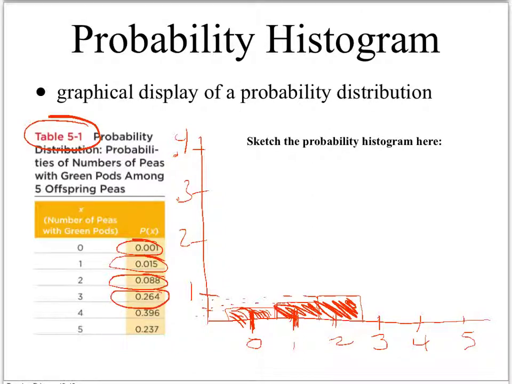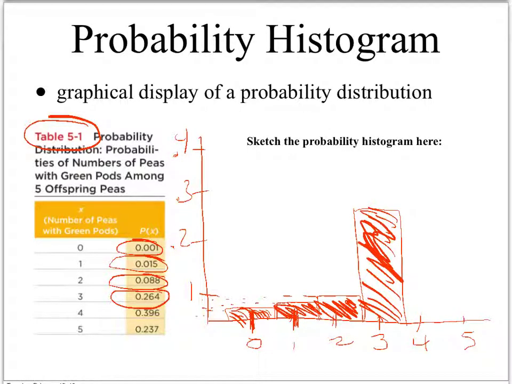The next one, 0.264, that's about halfway between 0.2 and 0.3. So my rectangle, which is centered at 3, is going to go all the way up to about that high, and come across, come down. The area of that rectangle represents the probability that the random variable x is equal to 3.